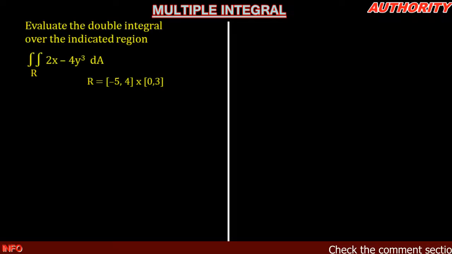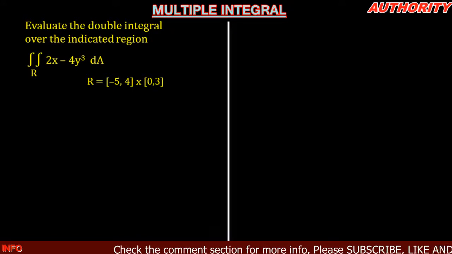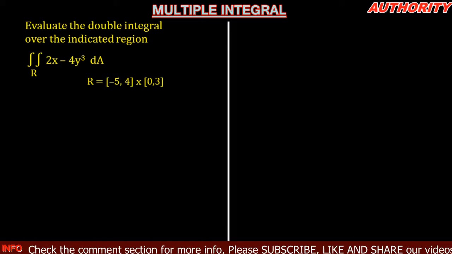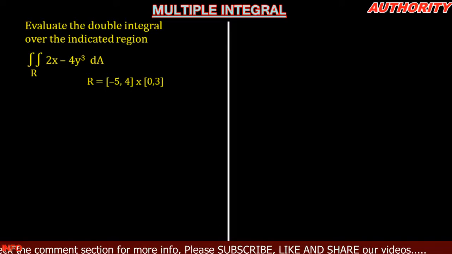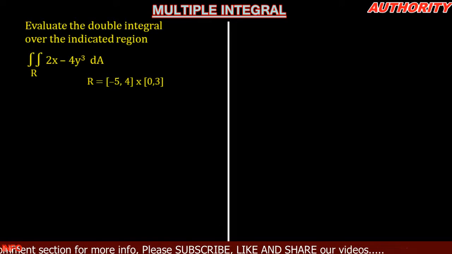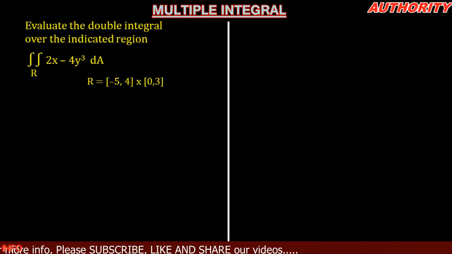Evaluate the double integral over the indicated region. The double integral over the region R of (2x minus 4y cubed) dA, where the indicated region R is [-5, 4] × [0, 3]. You get it, right? Good. Solution. Please pay attention to this, okay?